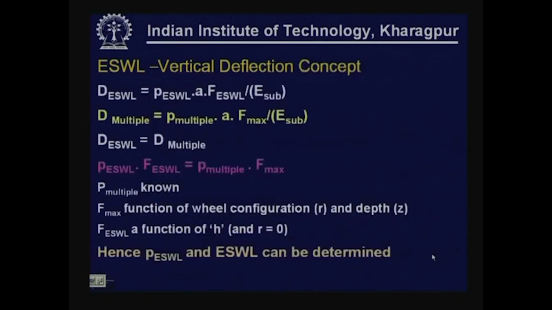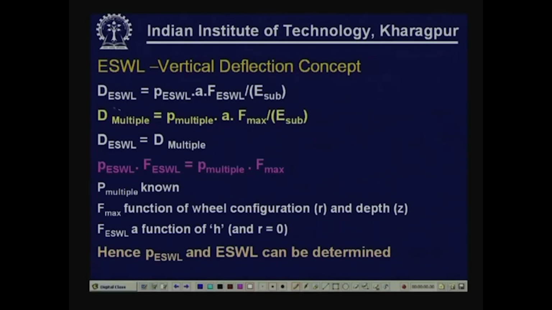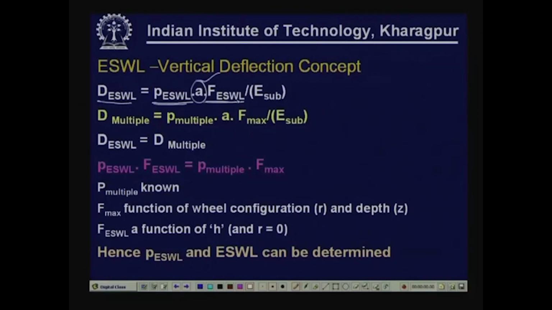So as you can see here, deflection produced by an equivalent single wheel load is equal to the pressure of the equivalent single wheel load, load radius, that is a, which is nothing but equal to the load radius of any one of those loads that are there in the given system, and then the deflection factor that is applicable for the equivalent single wheel load, and then the modulus value of the subgrade.